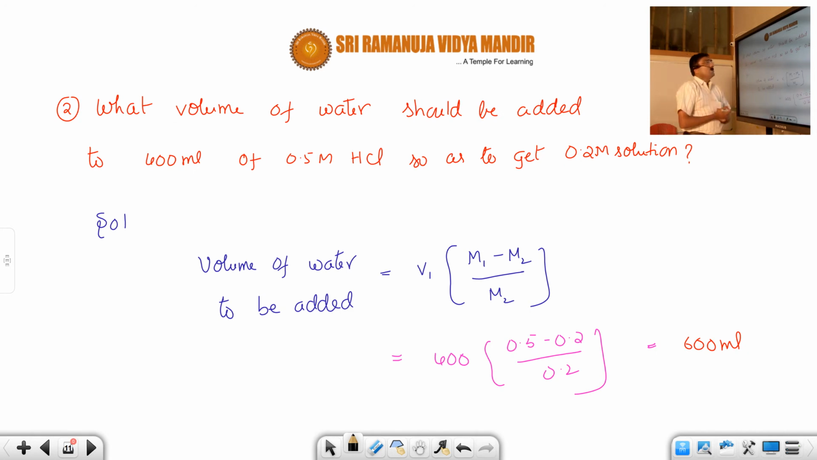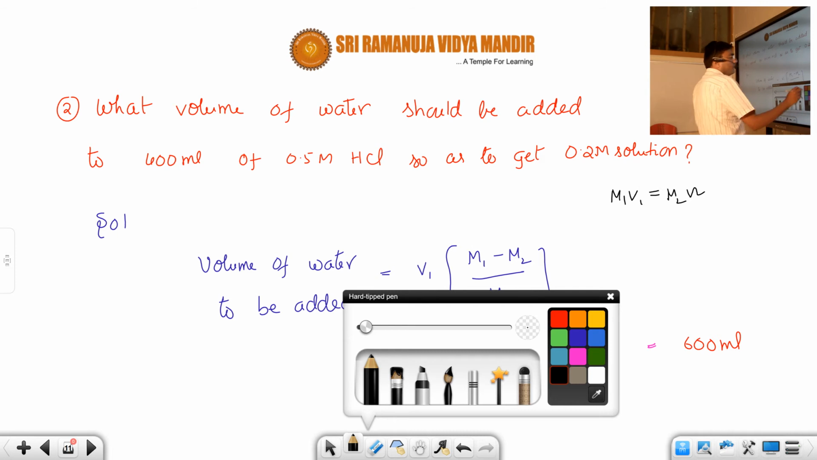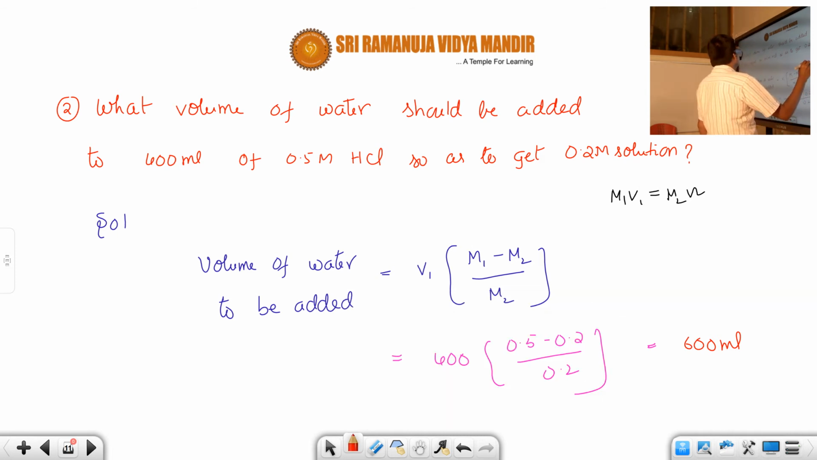So there is a question this way. The question is as follows: what volume of water should be added to 400 ml of 0.5 molar HCl so as to get a 0.2 molar solution? It is a very simple question to solve. You can solve this question by this method also: M1 V1 is equal to M2 V2. Let us take this one. M1 V1 is equal to M2 V2. So here the volume we don't know.